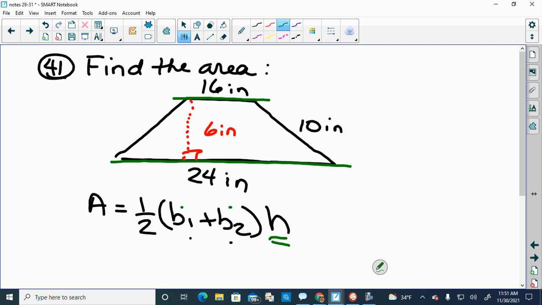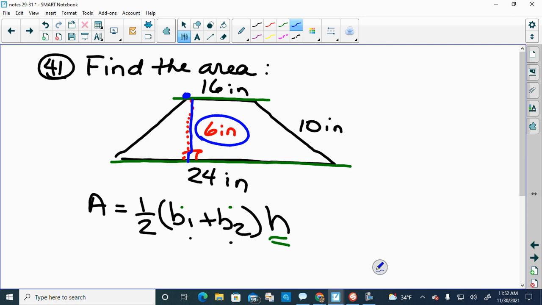H is always the one that forms a 90 degree angle with the bases. So h has to be the perpendicular one, and most of the time they just put a dashed line in there showing that they went from the height, which means the tallest part, down to the other side, making a 90 degrees. So this is your height.